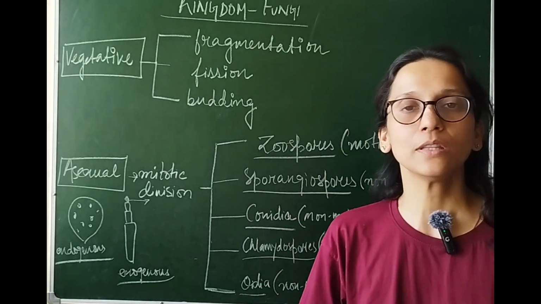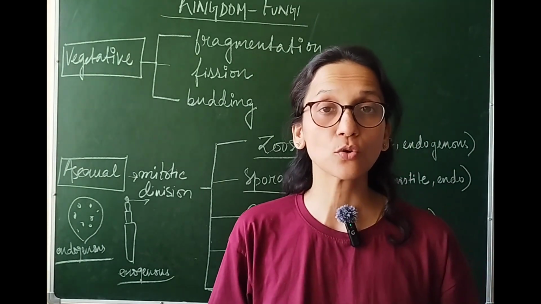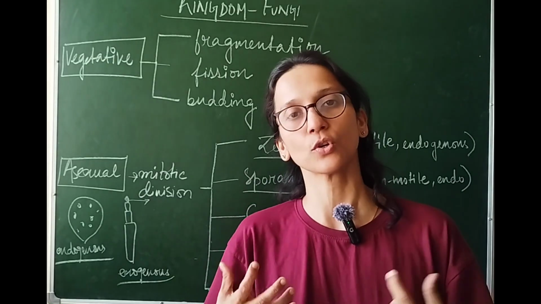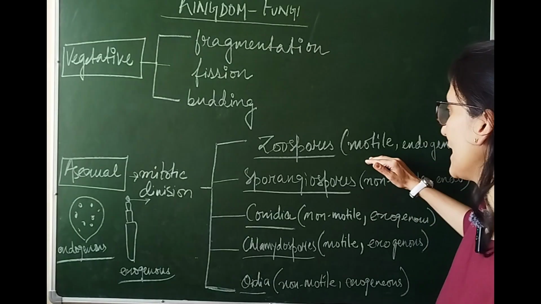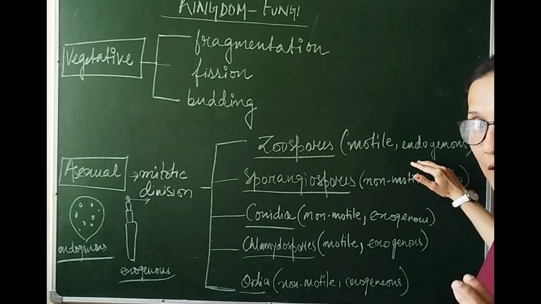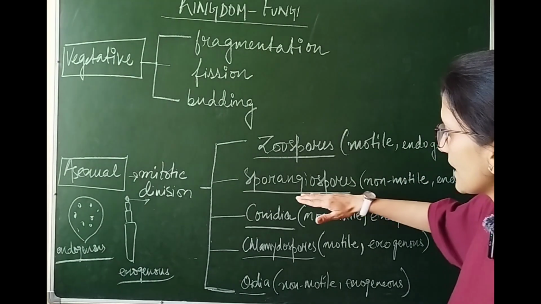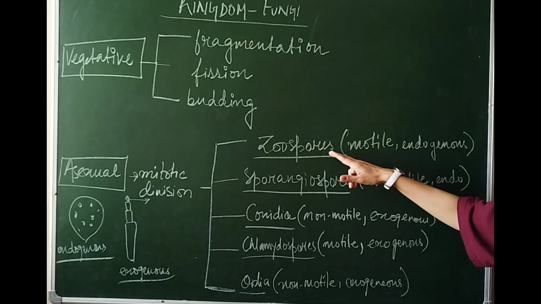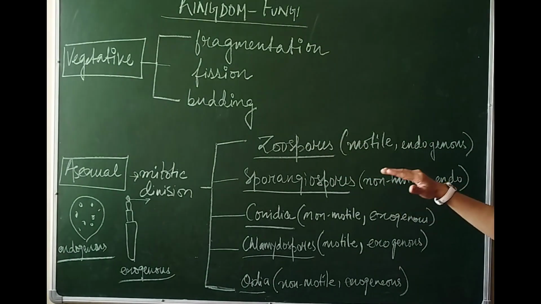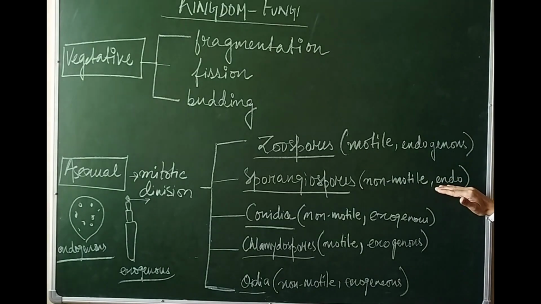Number one, whether they are motile or non-motile, and number two, whether they are exogenous kind of spores or endogenous kind of spores. So zoospores, they are motile and they are endogenous. That means they remain within a bag. The next type is sporangiospores. Sporangiospores are non-motile, but they are also endospores.